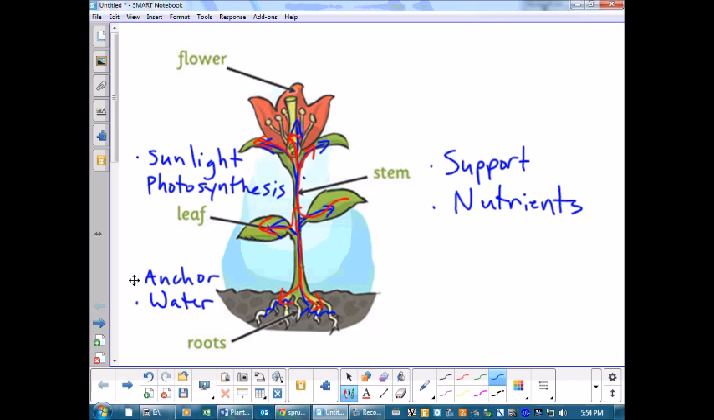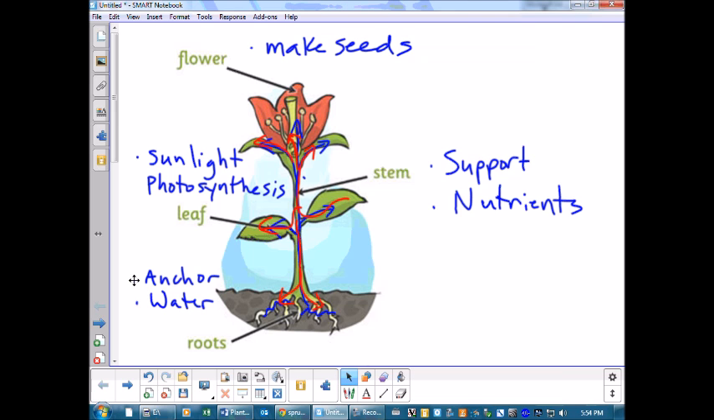Okay, let's go to the flower. What does the flower do? The flower structure has one main function, and that is to make seeds. So the flower is all about reproduction. It's all about reproduction. Okay.